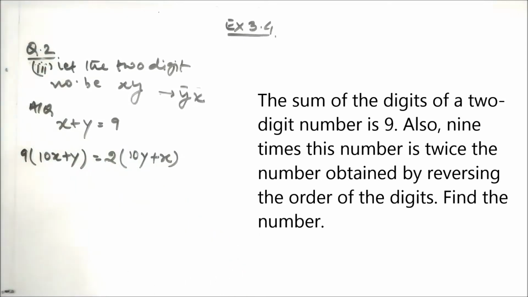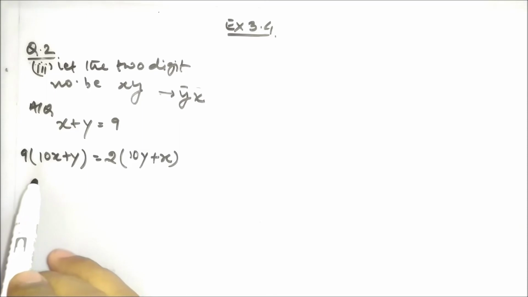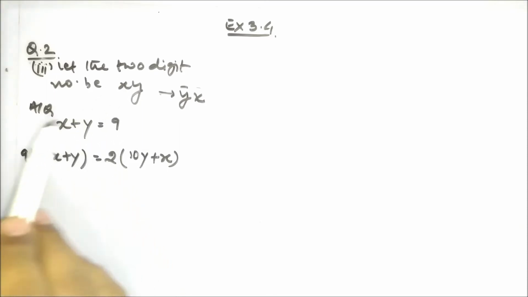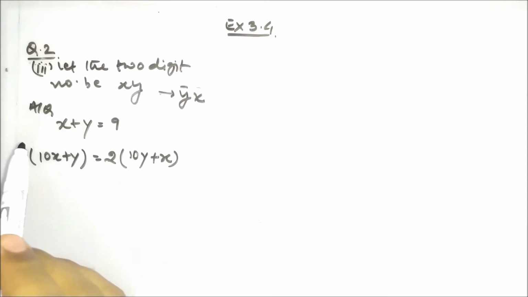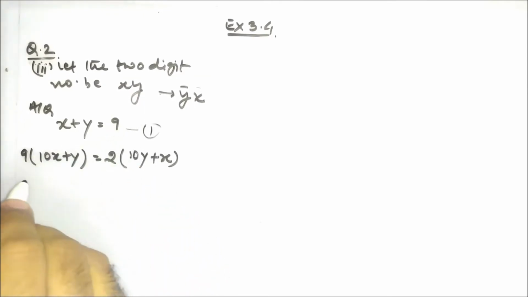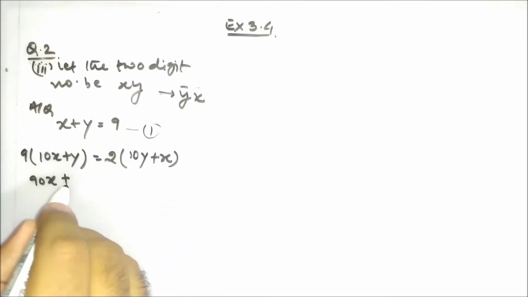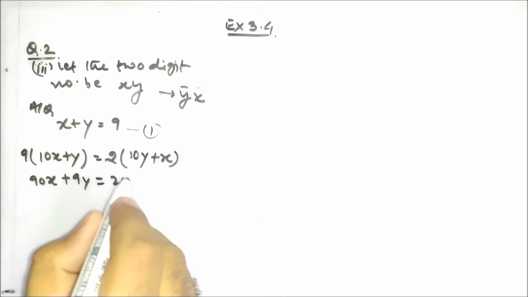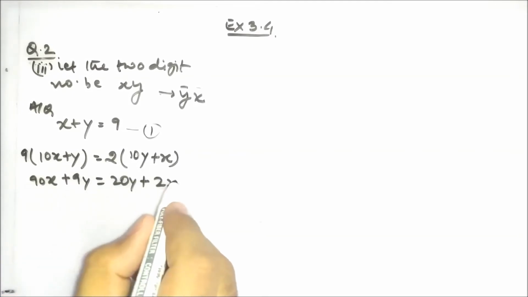You need to understand the concept why we have written xy as 10x plus y. Whenever a 2-digit number is asked, and it says 9 times the number, you will represent the number as digits x and y in this way. When you open the bracket here, this is your equation number 1. This will be 90x plus 9y is equal to 20y plus 2x.